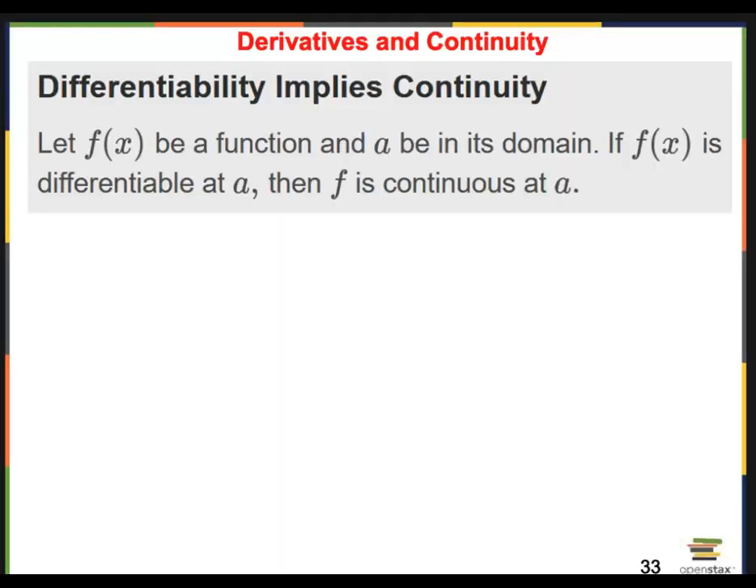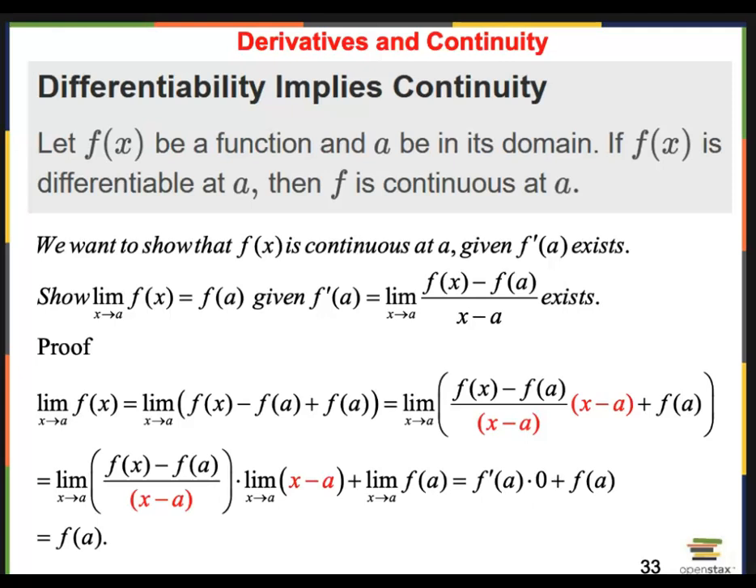Okay, differentiability implies continuity. So let f of x be a function and a be in its domain. If f of x is differentiable at a, then f has to be continuous at a. Okay? So we want to show that f of x is continuous at a given f prime of a exists. So in other words, it's differentiable at a. So we're going to show that the limit of the function as x approaches a equals the function value at a. That implies continuity.